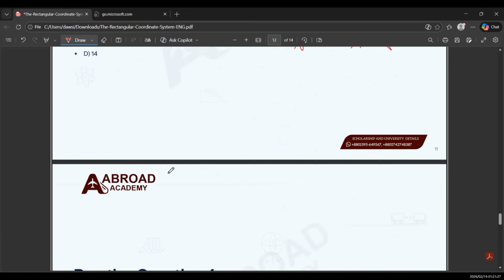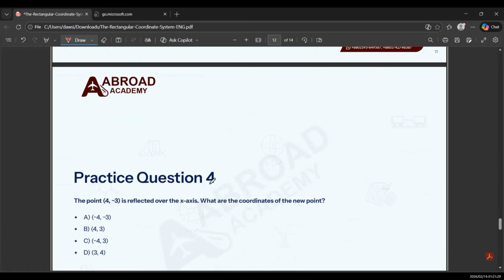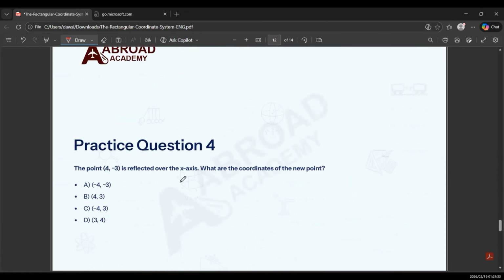Next, let's move to our next slide. Practice question 4. The point (4, -3) is reflected over the x-axis. What are the coordinates of the new point? Here's the key point: it is reflected over the x-axis. Which point? (4, -3).